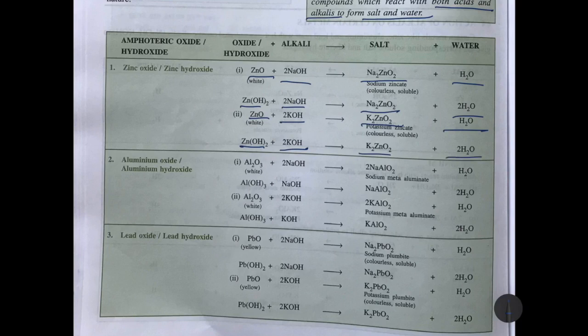Now next is aluminium oxide, which is white in color, reacts with sodium hydroxide, okay, to form sodium meta-aluminate and water. Aluminium hydroxide with sodium hydroxide forms sodium meta-aluminate and water. Similarly, aluminium oxide with potassium hydroxide forms potassium meta-aluminate and water, or if it is aluminium hydroxide with potassium hydroxide, it forms potassium meta-aluminate with water.